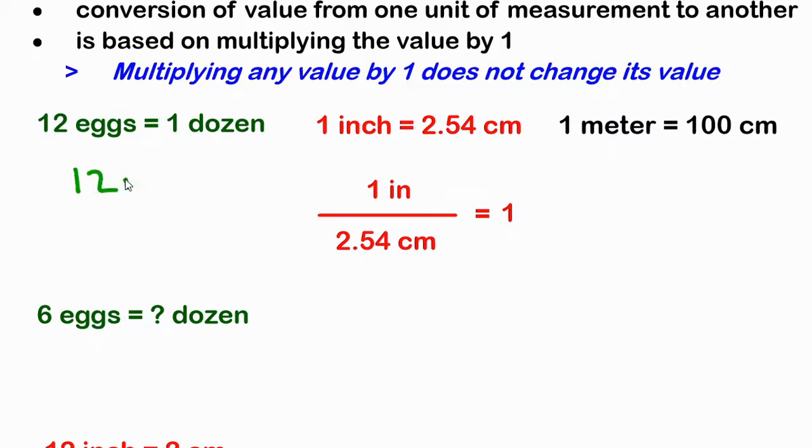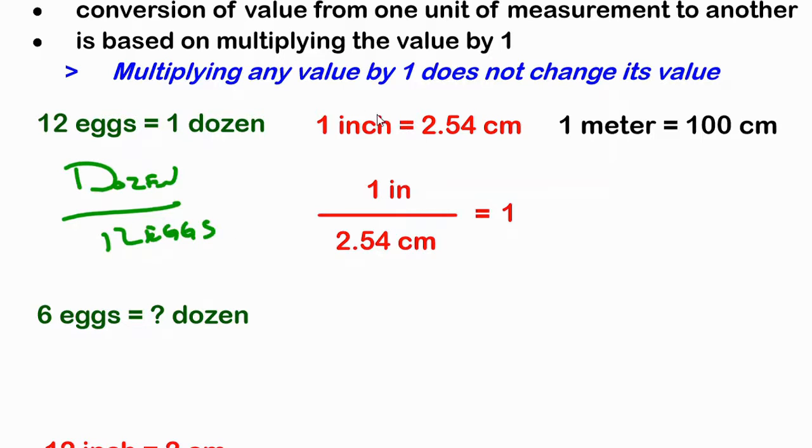I could say 12 eggs is equal to 1 dozen, and so I can put these over each other. I could do it the other way too. It doesn't matter which order I put them in. I could put 1 dozen over 12 eggs. Those are equivalent, so I can set them up.